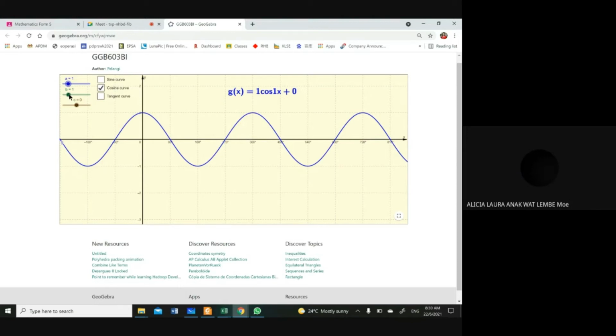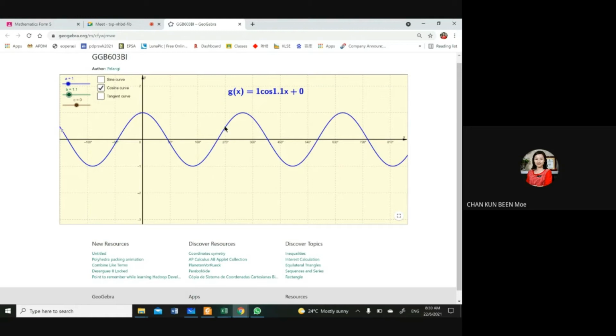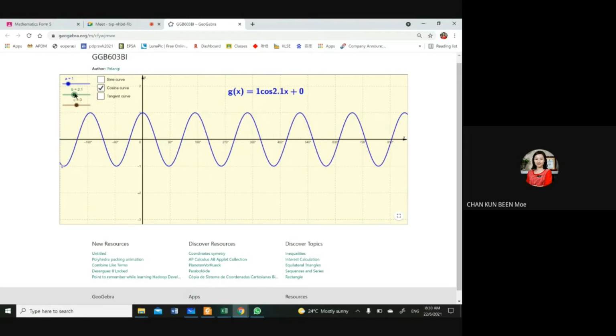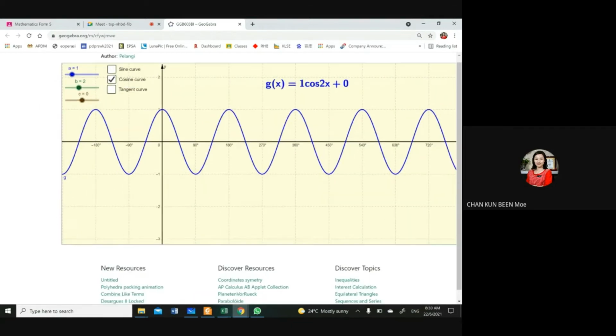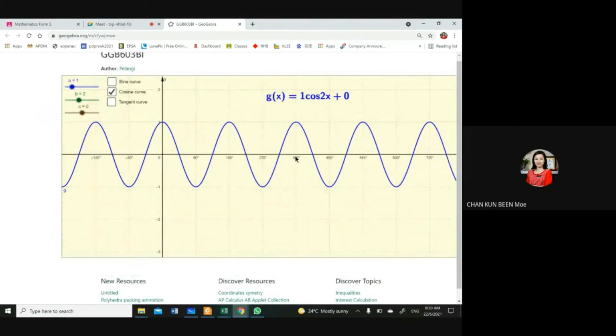How many periods? Very good. B represents the period, so now we only have 1 complete period, right? If I move it to 2, how many complete periods do I have? From 0 to 360, from here to here, 2, right? This is 1 period, this is 2 periods, up to 360 here. So this one is easy.